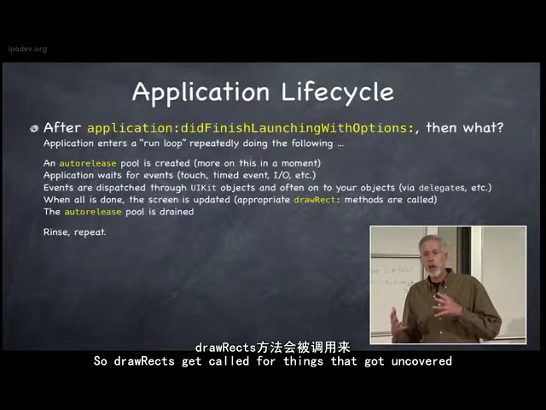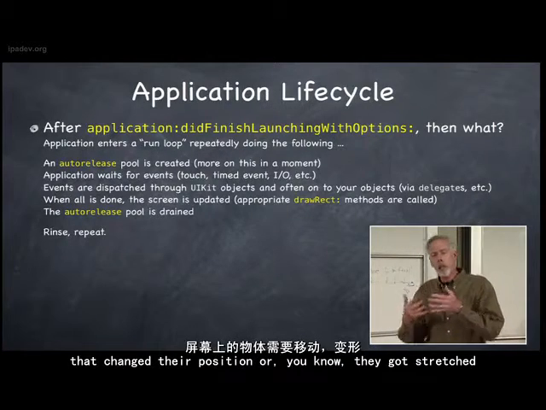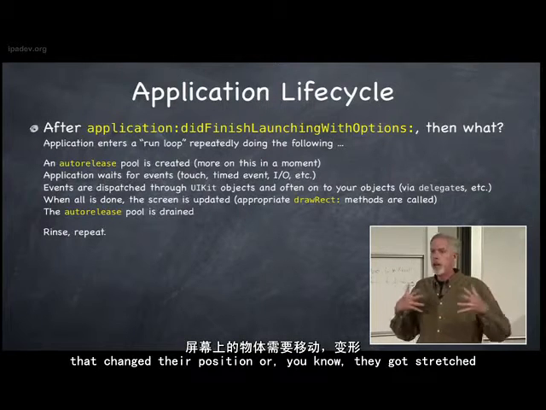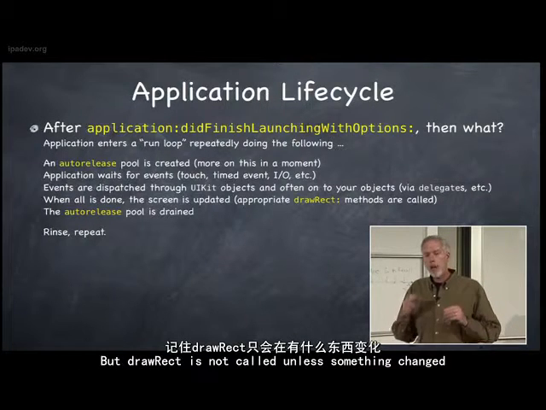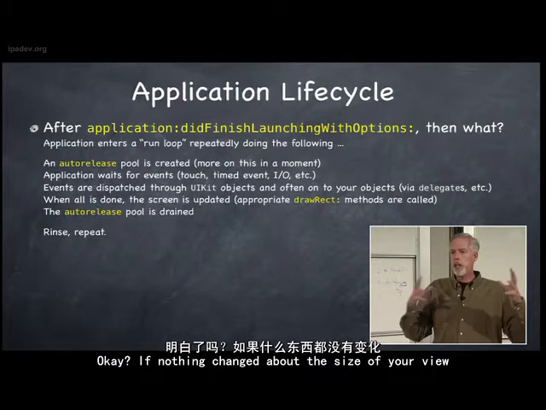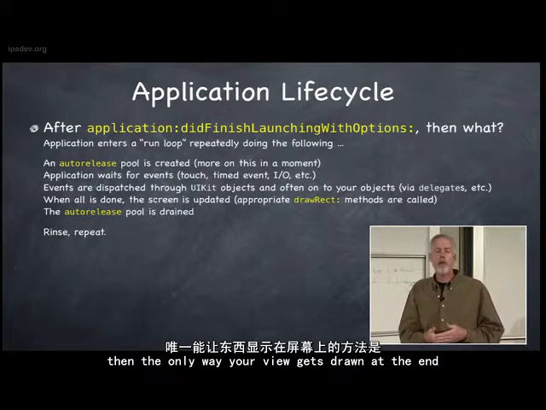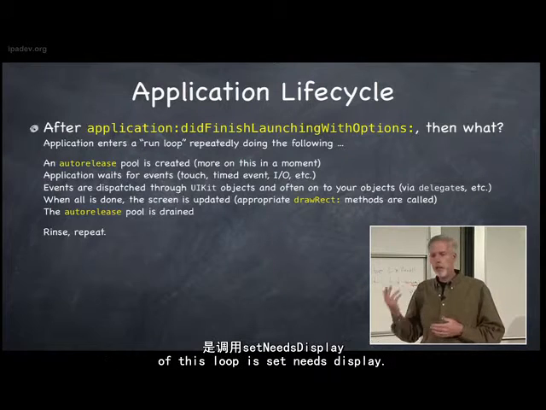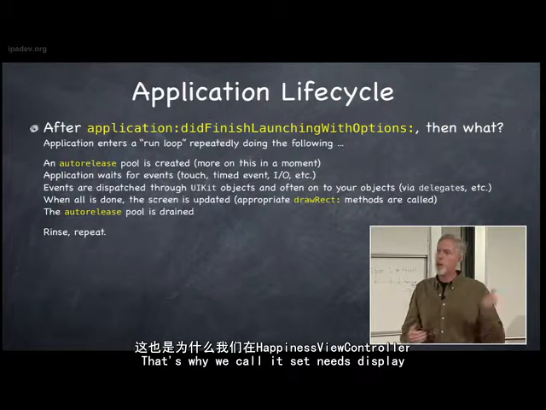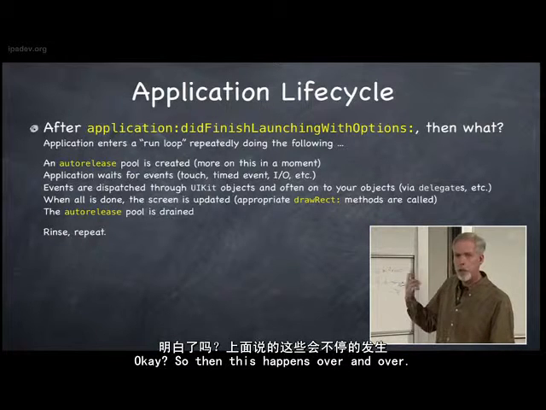So drawRect gets called for things that got uncovered, or things that came on screen, or things that changed their position, or got stretched or something like that. But drawRect is not called unless something changed or someone said setNeedsDisplay. If nothing changed about the size of your view or position or uncovering, then the only way your view gets drawn at the end of this loop is setNeedsDisplay. That's why we called setNeedsDisplay in our happiness view controller. Okay, so then this happens over and over.